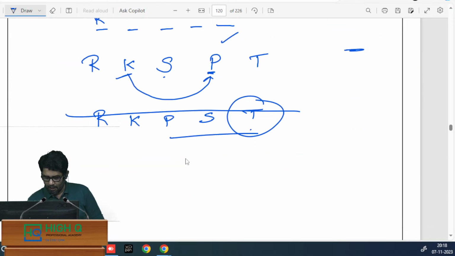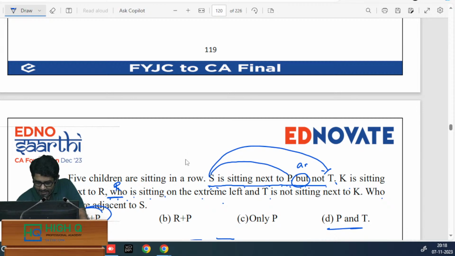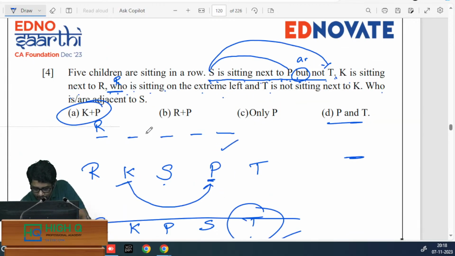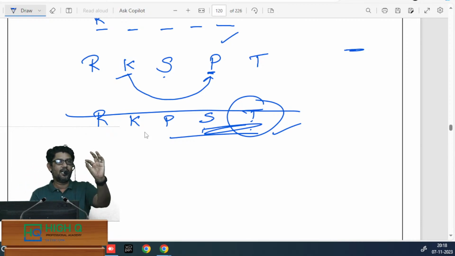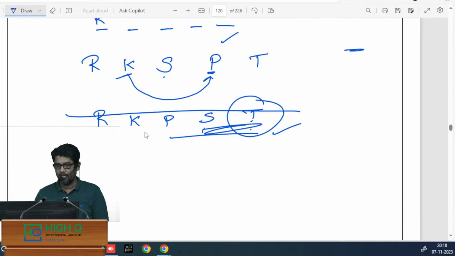I will tell you why this is not possible. I told you it is clearly given. S is sitting next to P but not T. That means S is sitting next to P and S is not sitting next to T. Both the conditions are there. So, if I take ST together, in this case, S is sitting next to T. How is this logically correct, my dear? It is clearly given in the first line itself, they cannot sit together. That is a mistake, I said.